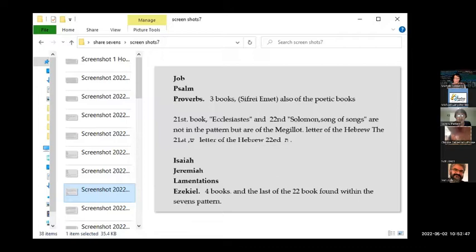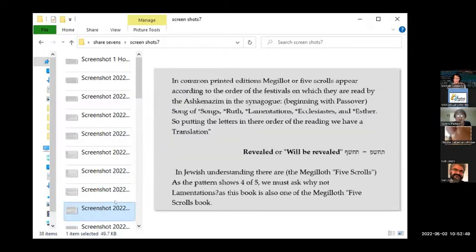So as I went on, that's what it says in Hebrew. When you look these scrolls up, they're read in a certain order in the synagogue. Start with Song of Songs, Ruth, Lamentations, Ecclesiastes, and Esther. You could look it up on Wikipedia. So I put the letters in order to the way they're read. And that's what it says, will be revealed.